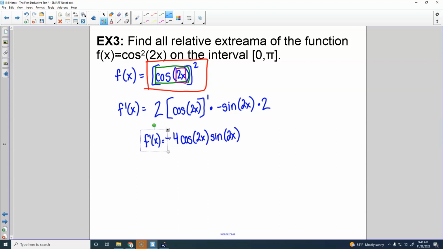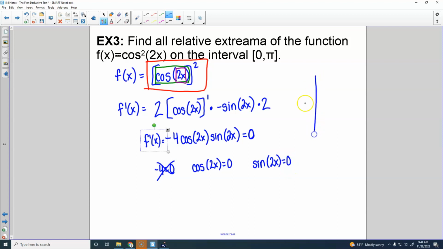Questions so far? What do we need to do now? Derivative equal to 0. So you would have negative 4 equals 0, but that does not give you anything. You'll have cosine of 2x equals 0, and you will have sine of 2x equals 0.